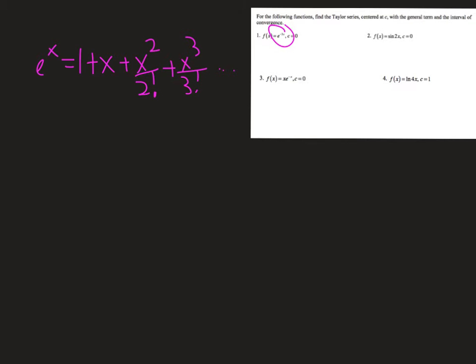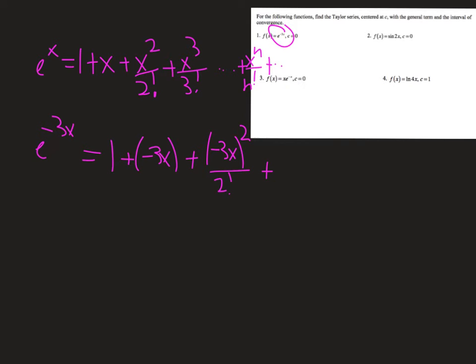So then e to the negative 3x. Oh, they want the general term. So this would be x to the n over n factorial. So e to the negative 3x is 1 plus negative 3x plus negative 3x squared plus negative 3x cubed, and then negative 3x to the n over n factorial. So it's kind of a substitution problem. That's all it is.